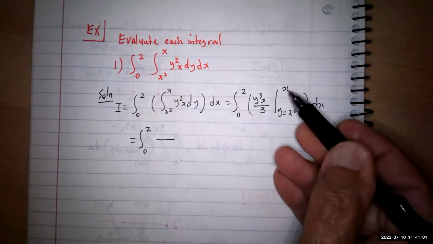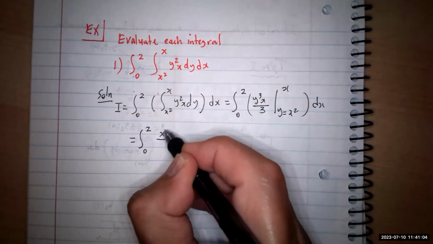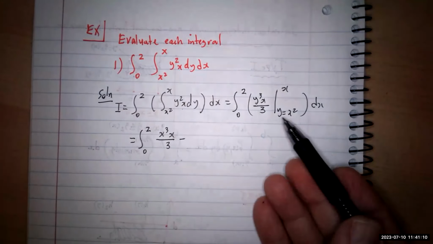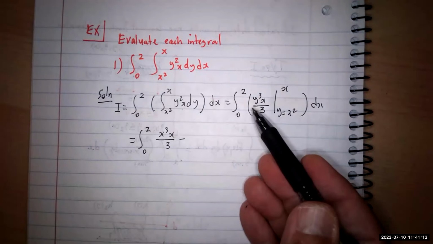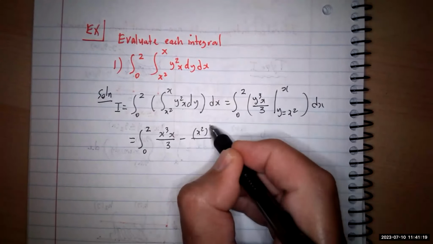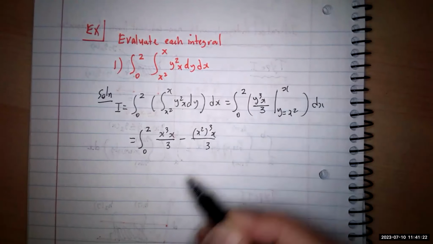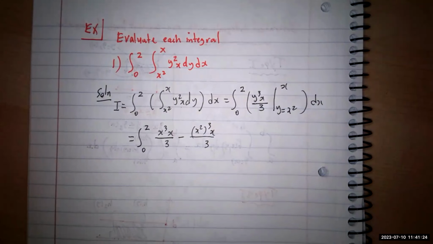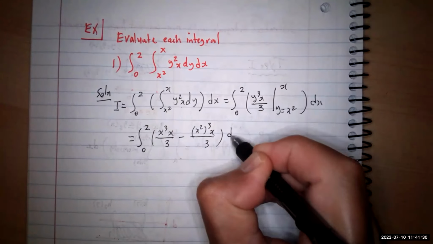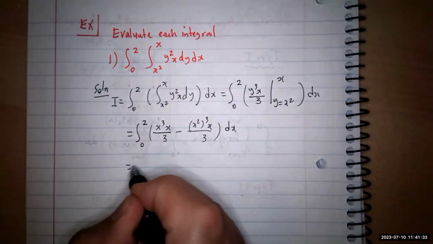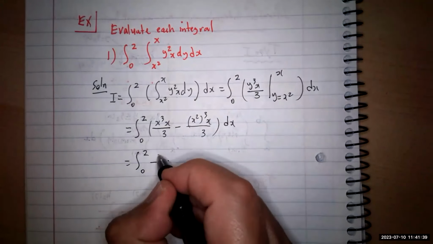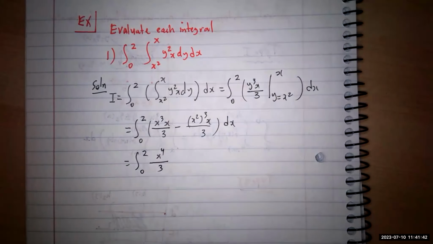If I substitute x for y, that gives me x cubed times x divided by 3, minus, if I substitute for y, x squared. So it's going to be x squared to the third power times x divided by 3. Just do it, make sure you're not going to make any mistake. Any question? When you're done, you are going to get the dx. So it's going to be 0 to 2, x to the 4th over 3.